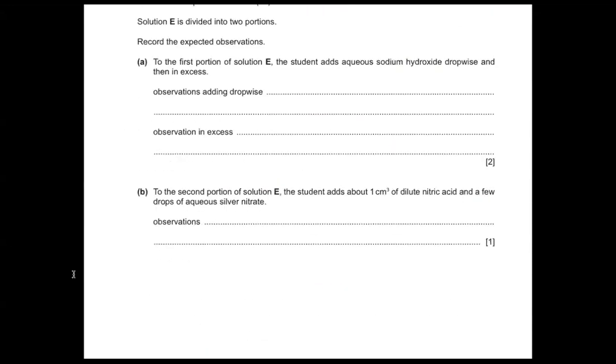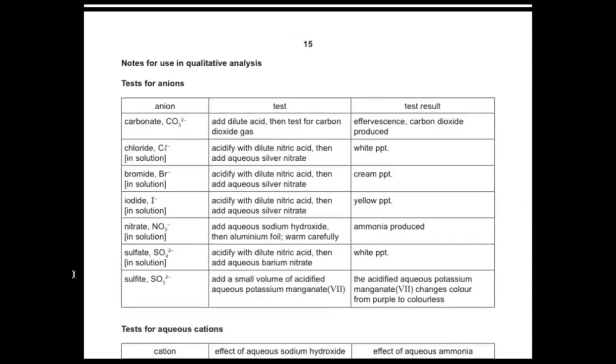Okay. Now, question number 3. A student tests two substances, solution E and solid F. Test on solution E. Solution E is aqueous chromium 3 bromide. So see, they have told you what ions are there. It means it has a chromium 3 positive ion and bromide negative ion. Solution E is divided into two portions. Record the expected observation. In the first portion of solution E, the student adds aqueous sodium hydroxide dropwise and then in excess. So you have to write the observation when dropwise and when in excess.